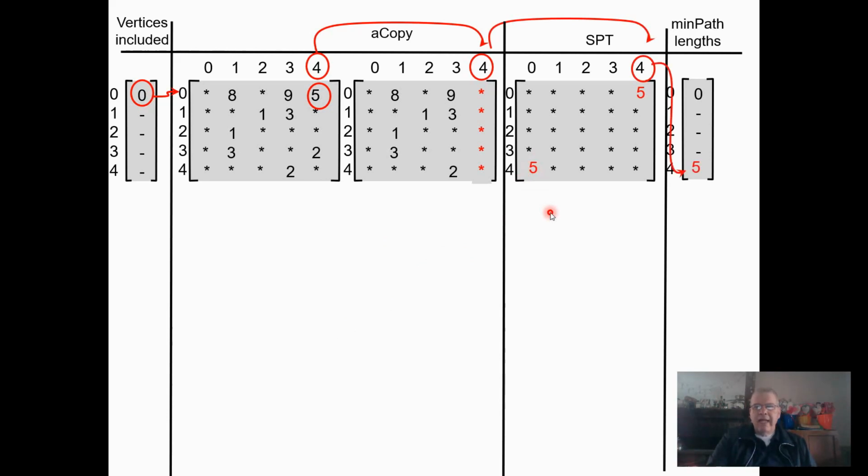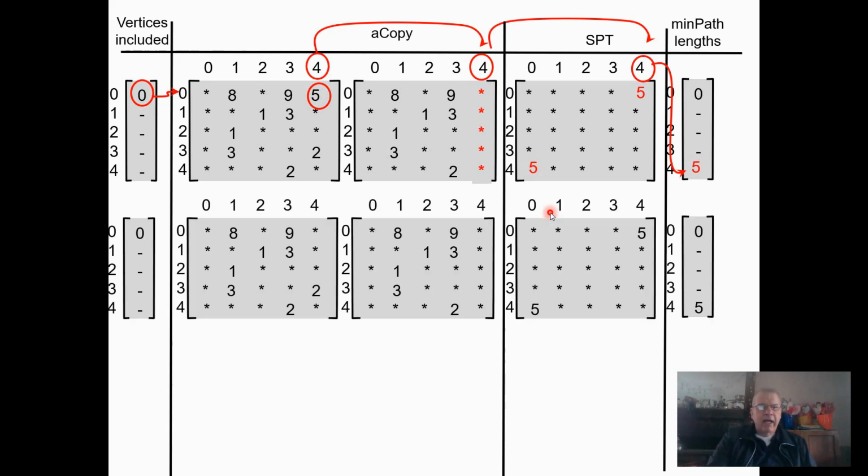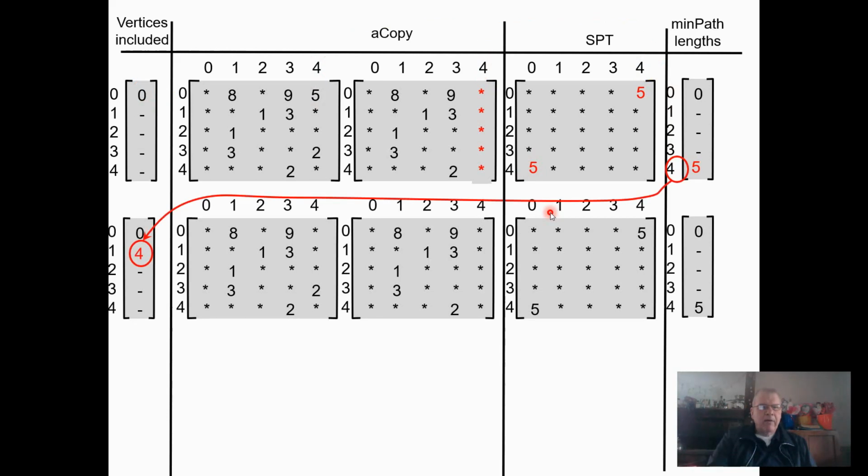And then we put the weight that we took, which is 5, a total of 5 plus 0 actually. Put that in the minimum path lengths, and then we go back and put 4 as the second vertex that's included.